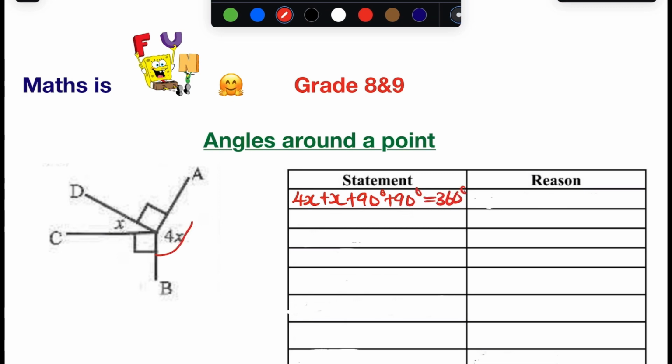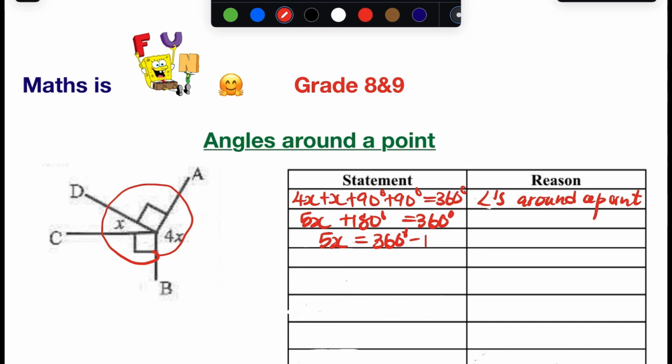So I added all of them, and then they're equal to 360. And the reason for that is angles around a point. So it's going to be 5x plus 180 degrees equal to 360. So we'll have 5x, and we transpose the 180. We're going to have 360 degrees minus 180 degrees. 5x is equal to 180.